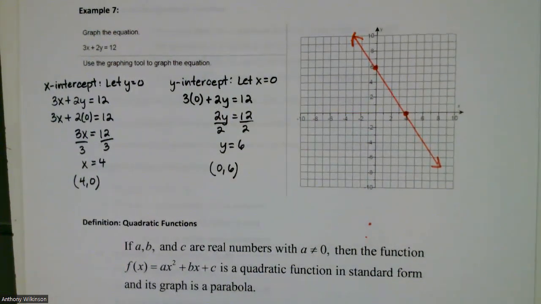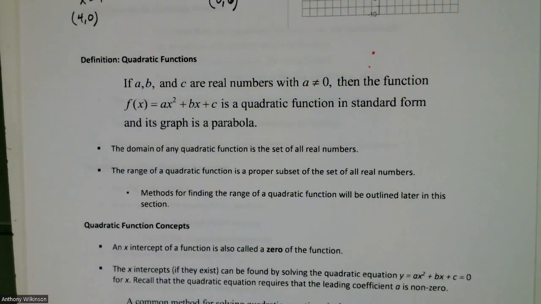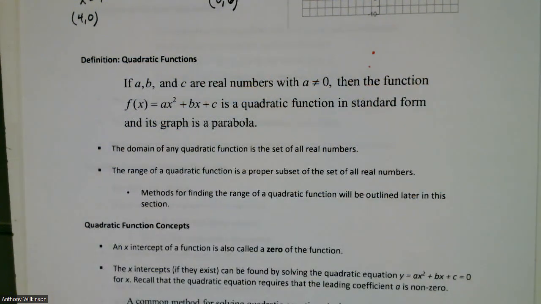Now let's talk about quadratic functions. Here's the definition. If a, b, and c are real numbers with a not equal to 0, then the function f of x is equal to ax squared plus bx plus c is a quadratic function in standard form, and its graph is a parabola. The domain of any quadratic function, the set of all x values, is the set of all real numbers.